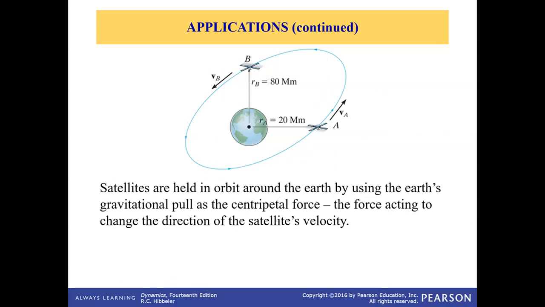Satellites are held in orbit around the Earth by using the Earth's gravitational pull as the centripetal force, the force acting to change the direction of the satellite. So there are two types of force, centripetal force and centrifugal force. Centripetal force is towards the center, and centrifugal force is experienced because of the inertia away from the center. That's the difference between these two.